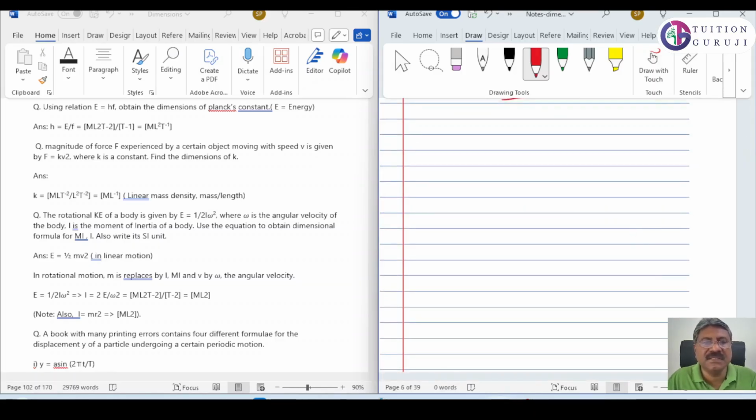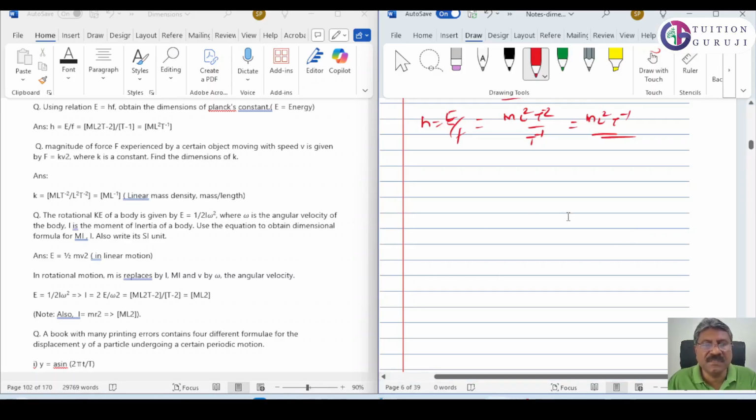Using the relation E is equal to h f, obtain the dimensions of Planck's constant. So Planck's constant we know is E by f, which is equal to M L² T⁻² by T⁻¹, which is equal to M L² T⁻¹.